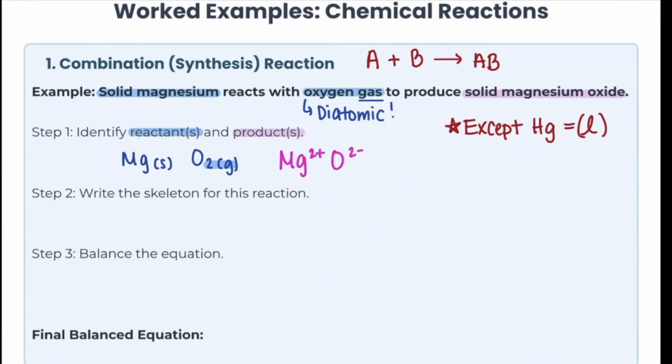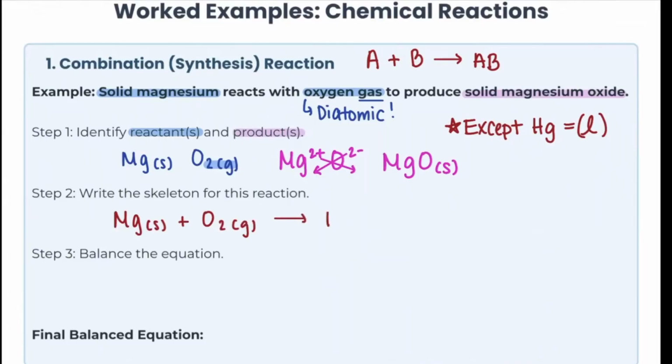And just as a little side note, you guys, anytime you have the opposite charge but same magnitude, they're going to end up canceling each other out, and you get a 1-to-1 ratio for the subscripts. So a +1 and a -1, a +3 and a -3, they'll cancel out. But anyways, so now putting it together, we can make our skeleton equation, which will say Mg, solid, reacts with O2, gas, to produce MgO, solid.